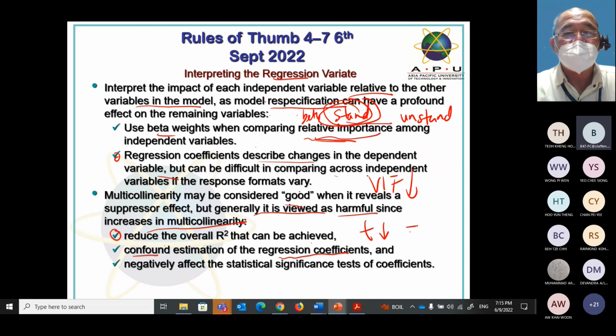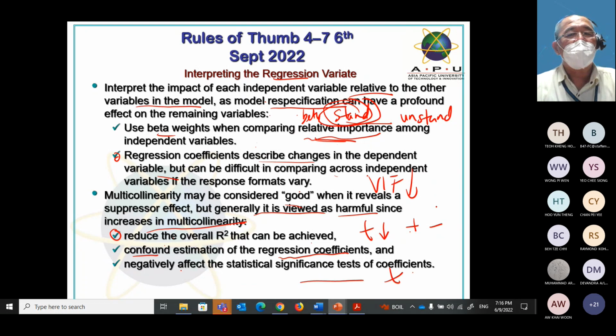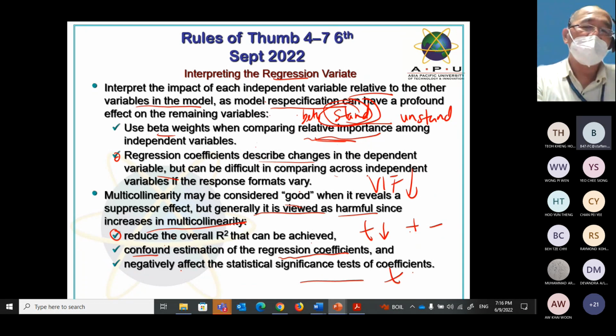They say it is supposed to be positive, but because of the problem, it becomes negative. So it negatively affects the statistical significance test of the coefficient. Here also the same thing, referring to the t test. It means we can still rely on the R square, but not the t. If the VIF is below 10, it is very good, but if it is more than 10, don't trust the t, but the R square is still okay.